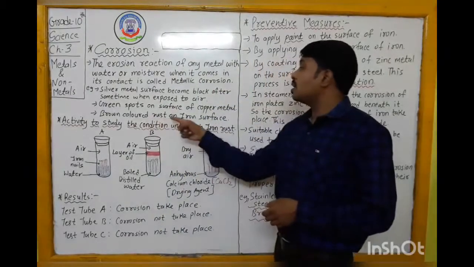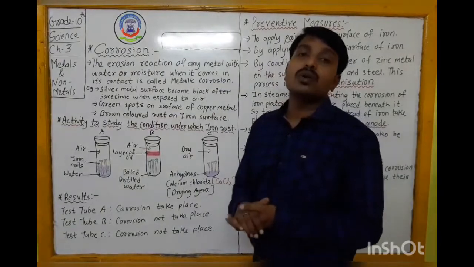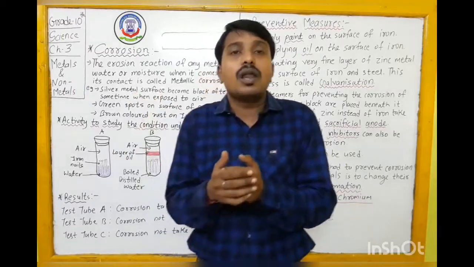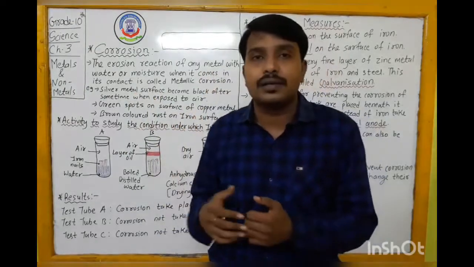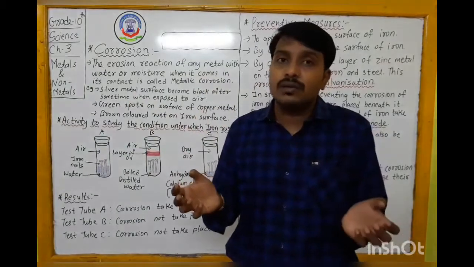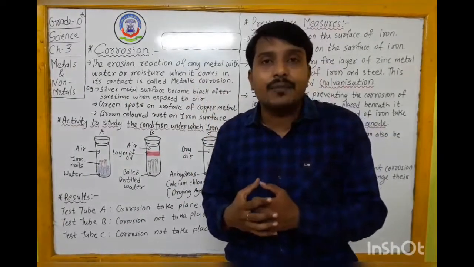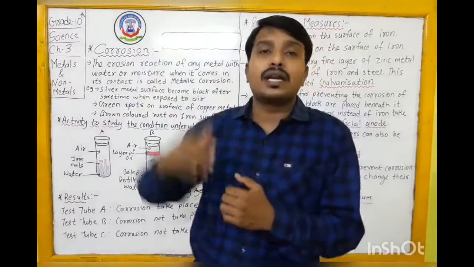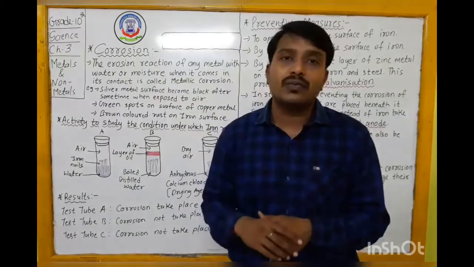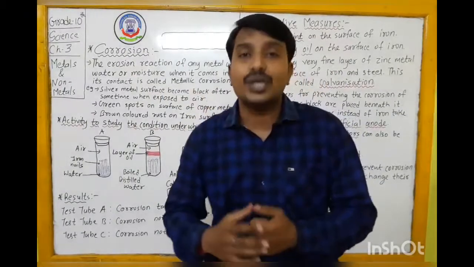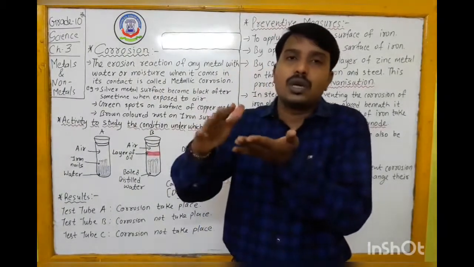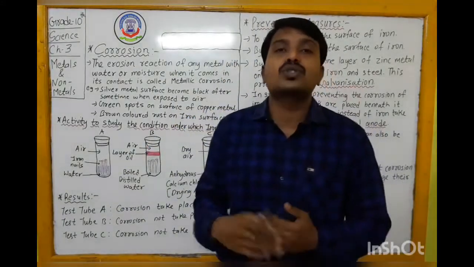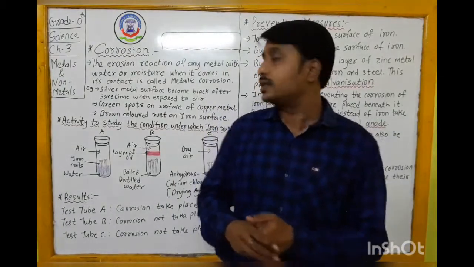Then brown color rust on the iron surface. Whatever brown color rust you find on the iron surface, this is the most common example, because you all have seen this example of corrosion of iron. During the rainy or monsoon season, due to the moisture present in the air, the iron materials which we have kept on our terrace come in direct contact with the moisture-containing air, their corrosion takes place, and due to that brown color powder is formed on the surface of the iron. So that is again the most common example of corrosion, dear students.